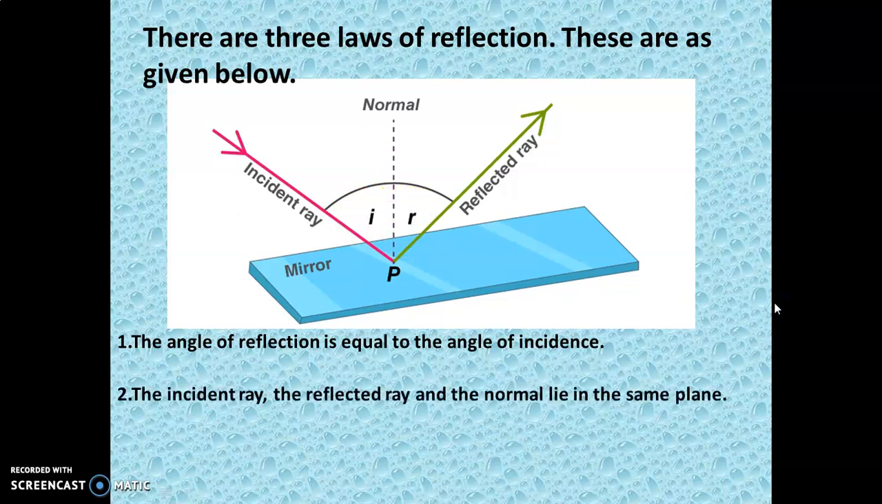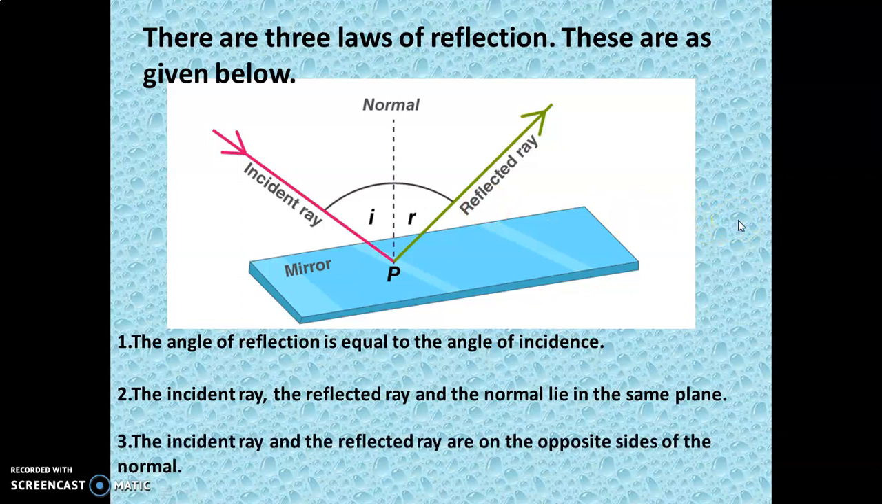The second law: the incident ray, the reflected ray and the normal lie in the same plane. See, this is my incident ray, this is my reflected ray, and this is my normal. They lie in the same plane. Same plane means we can see that it is above or on the upper side of the mirror. If we consider this as one plane, they lie in the same plane.